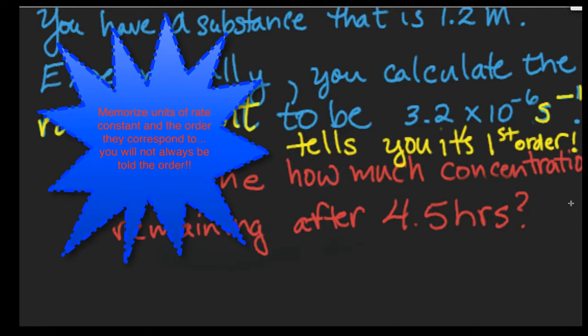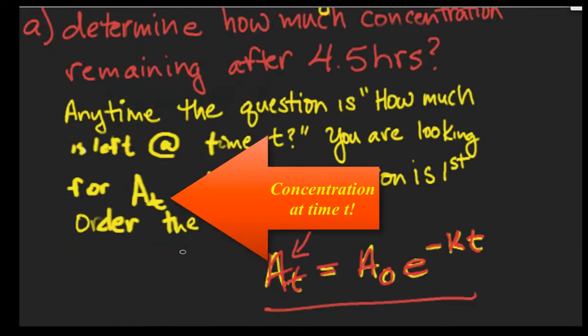Now that you know that, you know what equation is feasible. So anytime the question is how much is left at time t, you're looking for A sub t, the concentration at t. And because the reaction's first order, the equation becomes this.